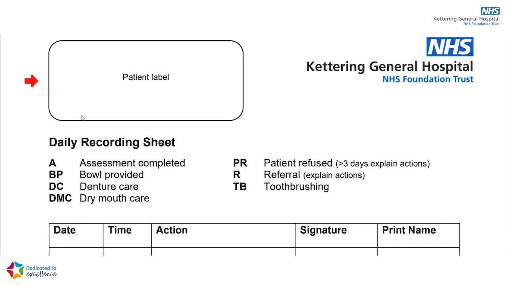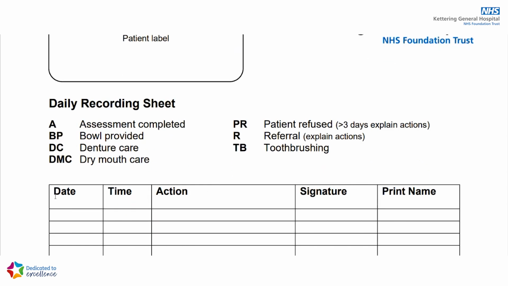So we've undertaken the assessment. We're giving the care to the patient, so we need to document what we are doing. So this is the full documentation sheet, and let's just zoom in a little bit. So again, a patient address label. We then want you to put the date and time you gave the mouth care and what action was taken. Now we've given you some abbreviations here that can help when filling in the actions.